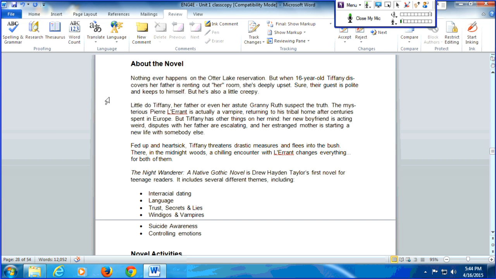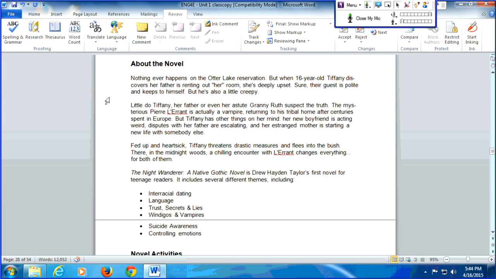But Tiffany has other things on her mind. Her new boyfriend is acting weird, disputes with her father are escalating, and her estranged mother is starting a new life with somebody else. Fed up and heartsick, Tiffany threatens drastic measures and flees into the bush. There in the midnight woods, a chilling encounter with L'Errant changes everything for both of them. The Night Wanderer, a native Gothic novel, is Drew Hayden Taylor's first novel for teenage readers.